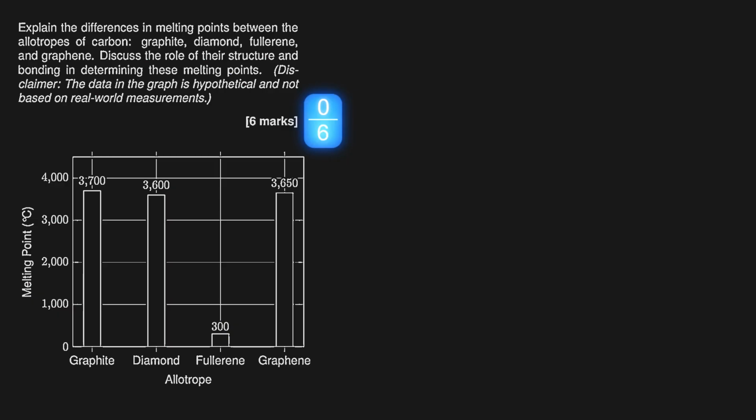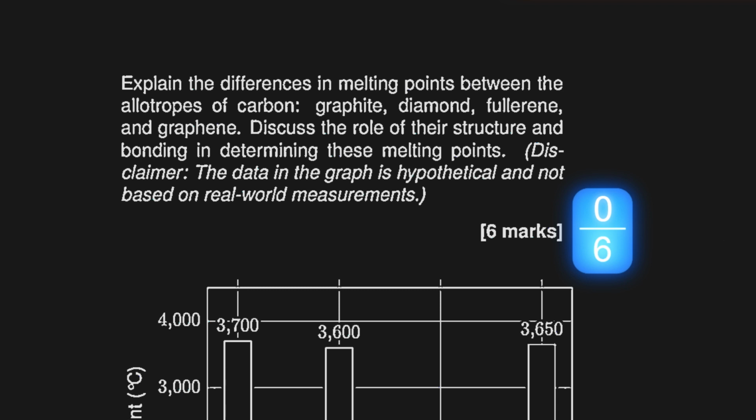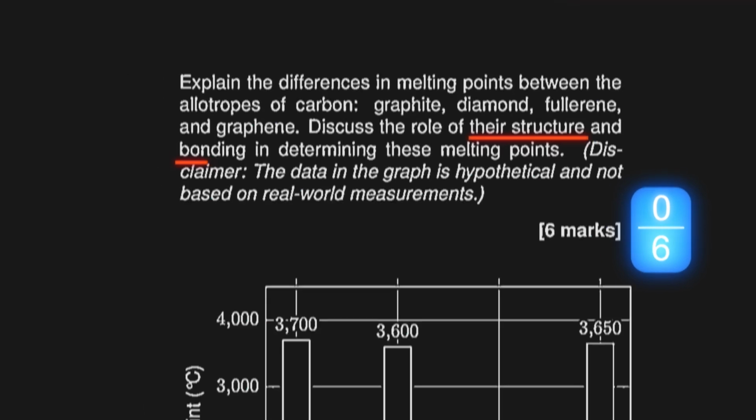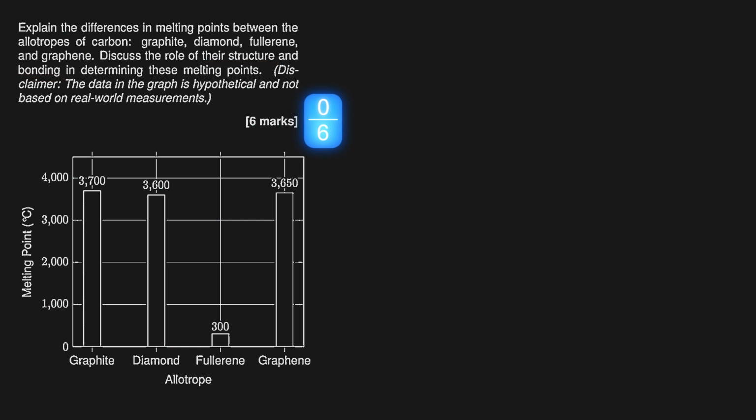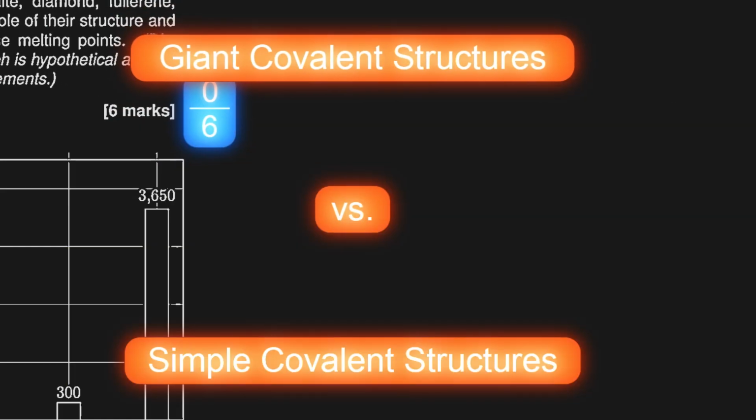Looking at the graph, we can clearly see that graphite, diamond and graphene have melting points which are roughly the same, and fullerene is clearly much lower. And given the nudge in the question, this is primarily to do with their structure and bonding. So this question here is testing your knowledge of giant covalent structures versus simple covalent structures.